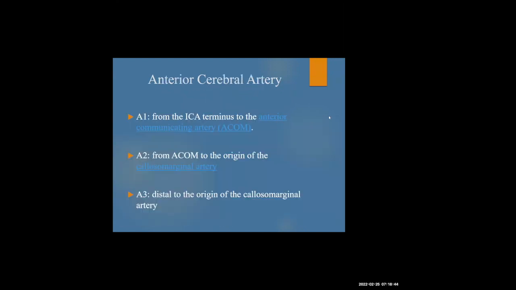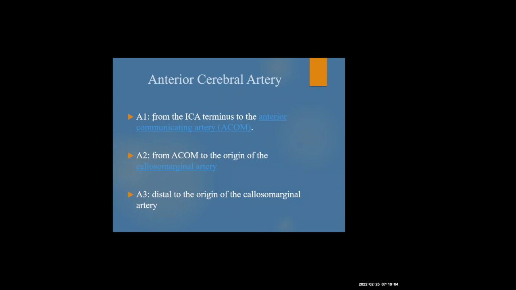Okay, so that was our discussion on the internal carotid artery, the 7 segments. So we'll move on to the internal carotid artery bifurcation. Of course, the internal carotid artery is going to bifurcate into the anterior cerebral artery and the middle cerebral artery. So we're going to talk first about the anterior cerebral artery.